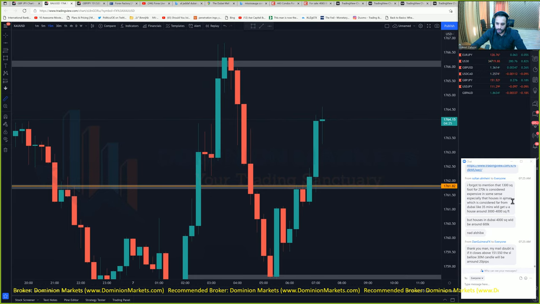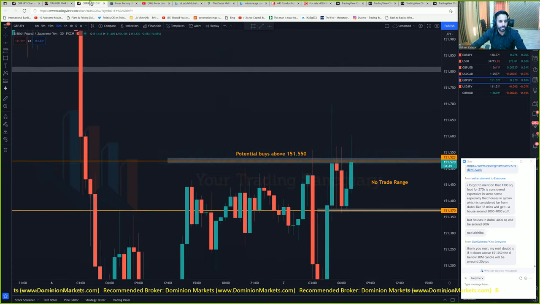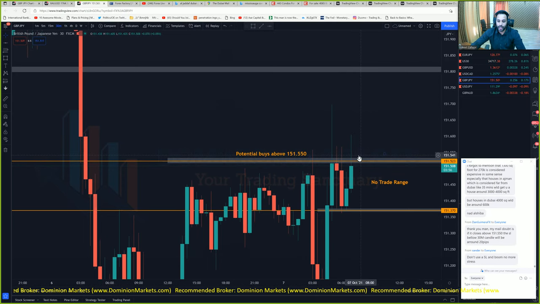My main doubt is if it closes above 151.553, the stop loss below the 30-minute candle would be around 20 pips. Yeah, so we have to wait for it to close, and then we have to decide what's going to happen. You're creating a scenario which hasn't even happened yet. You're stressing about a stop loss which hasn't even happened yet. So don't stress about it. Wait till the candle closes, there's no stress. You should have no doubts; have the doubt when that situation arises. That situation hasn't even arisen yet, so you just gotta wait.